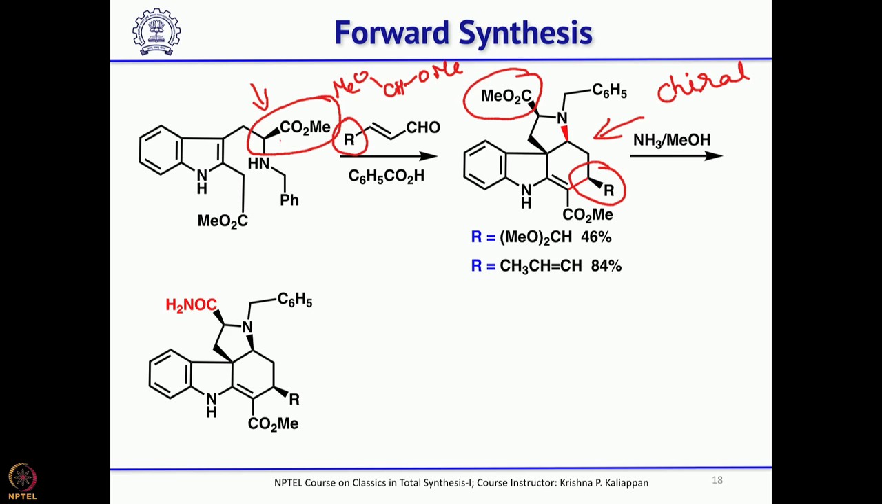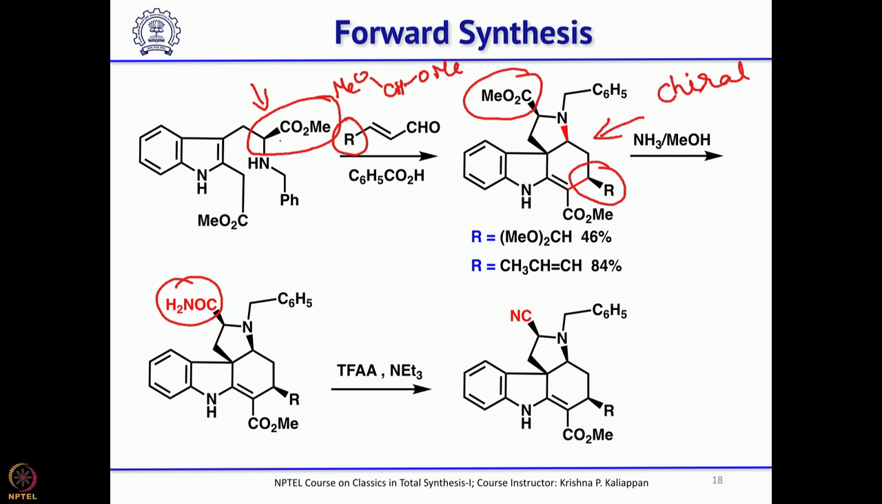So first you convert that ester into amide. That is normally done by refluxing with ammonia. Then the amide to cyanide conversion was done with trifluoroacetic anhydride, a dehydrating agent. Basically you are removing water, and you are doing that with trifluoroacetic anhydride.